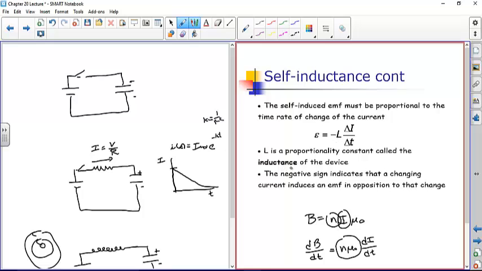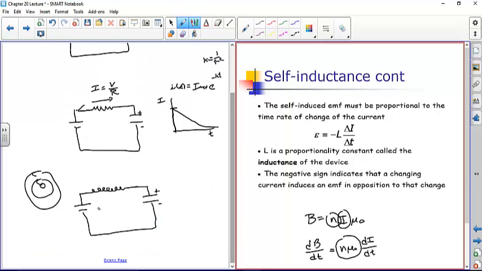Now this proportionality constant is called the inductance. Just like a capacitor has a capacitance, an inductor or a coil has an inductance. And the negative sign indicates that a changing current induces an EMF in opposition to that change. So what that's saying is, if you're increasing the current through this inductor, so the current's going this way and it's going from zero to some higher value, as that rate of change is positive, that creates an induced EMF in the opposite direction. So it almost acts like a resistor in some ways. It resists the flow of current, but the resistance is based on the rate of change of the current, not proportional to the current like a resistor is.